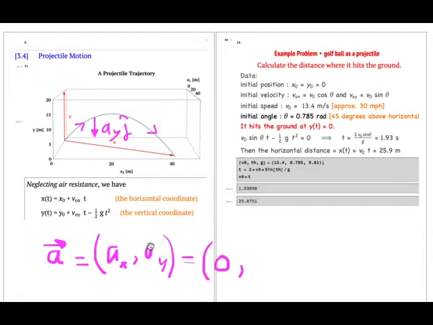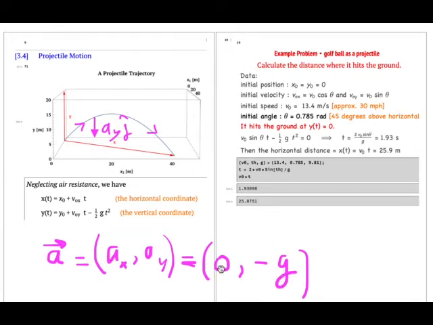There is an acceleration in the y direction. It's minus g. And g is the same for a golf ball or a soccer ball or a football or anything. A hammer, a cannonball. g is 9.81 meters per second squared. We studied the acceleration in Earth's gravity back in chapter 2.